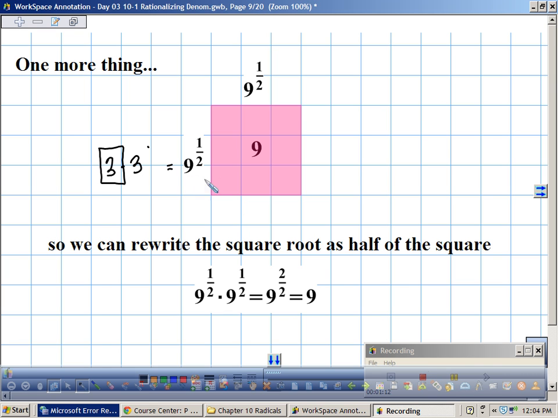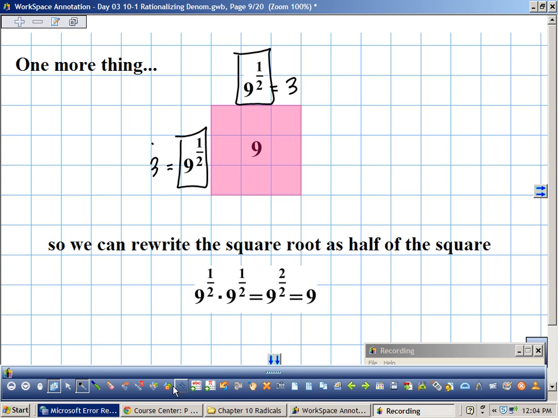I'm going to say it another way. So if we can rewrite the square root as half of the square, couldn't we write 9 to the 1/2? Because this is really 3, right? And this is really 3, correct? We decided that's true? And isn't 3 times 3 9? Okay, let's look at it with just using the fractions. 9 to the 1/2 times 9 to the 1/2. Doesn't 1/2 and 1/2 make 2 halves? Isn't that a whole? It'll become clear in a minute. Pretend like you don't see any of this.